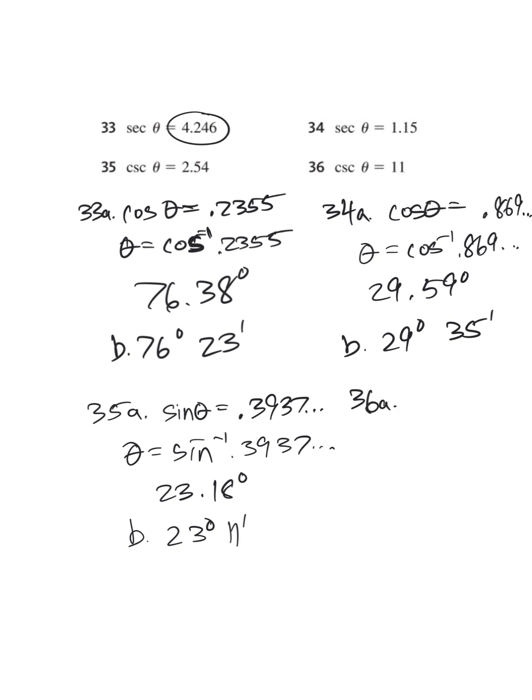36a, cosecant again is the sine of theta, and do 1 over 11, or you just hit 11 and hit the 1 over x key. It's the same thing, 0.0909 repeating. So theta is the arc sine of 0.09 repeating. The arc sine gives me 5.22 degrees. So B is 5 degrees, and 0.22 of 60 minutes is 13 minutes.